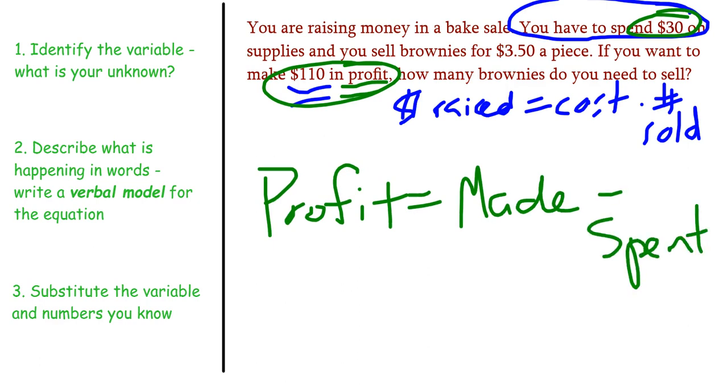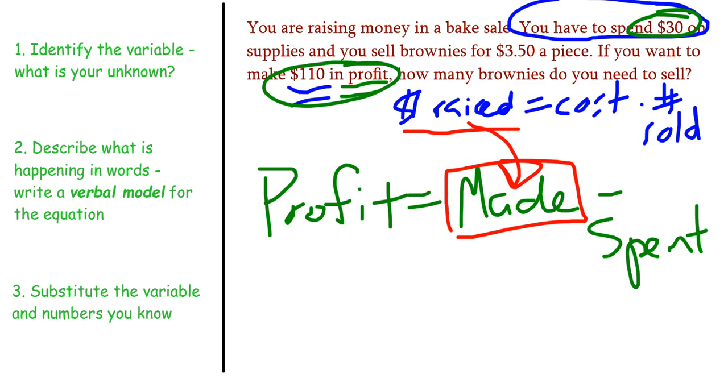If you've spent more than you've made, we call it a loss. If you've made more than we spent, we call it a profit. And so what we saw before, with the amount of money raised being the cost per brownie times the number sold, is going to come into this part, now boxed in red in this equation, where it's going to become the money that we've made.